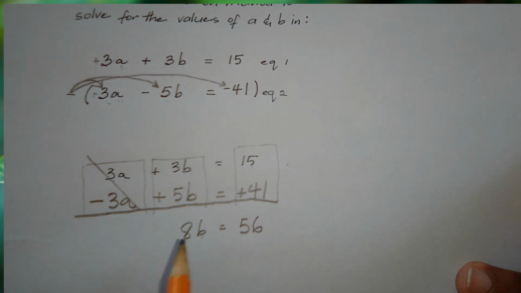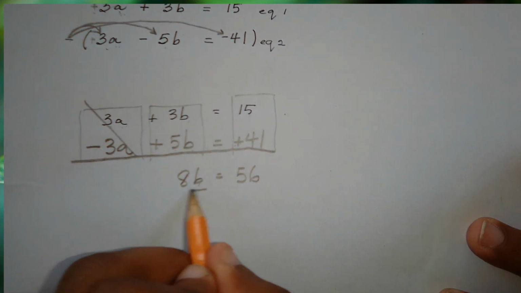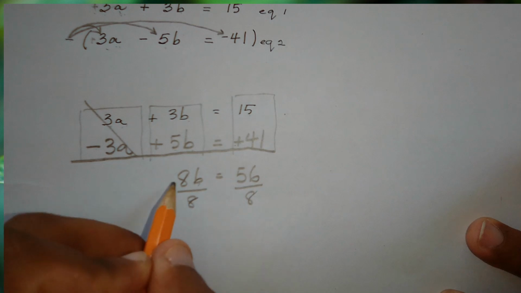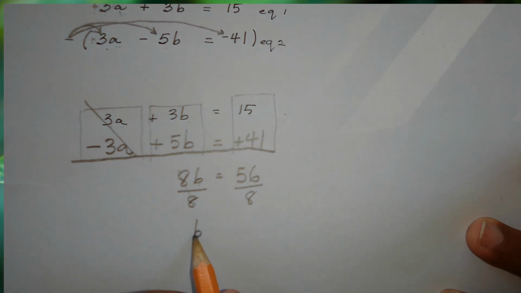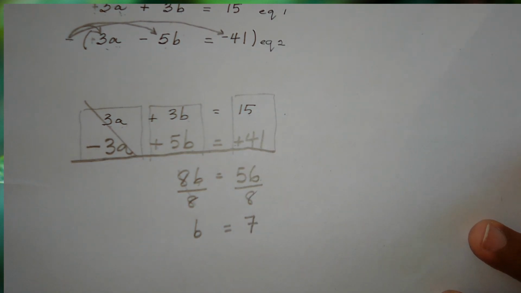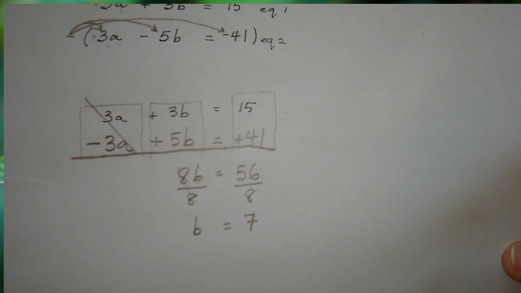To get b on its own, I have to just divide both sides by that 8. So these will cancel, leaving me with just b. And 56 divided by 8 works out to be 7. Great. So now that we have the value of b, I just need to find the value of a.